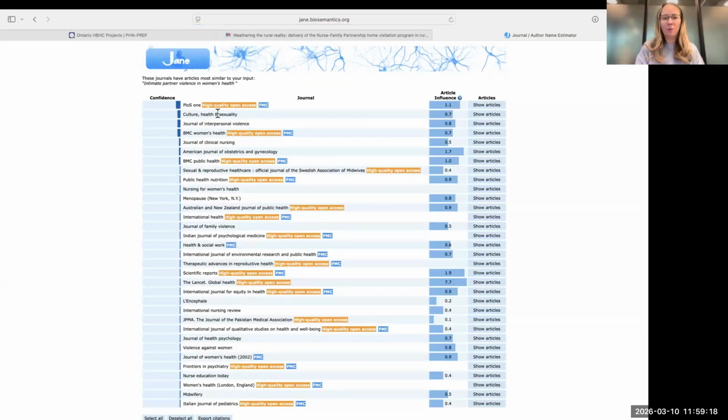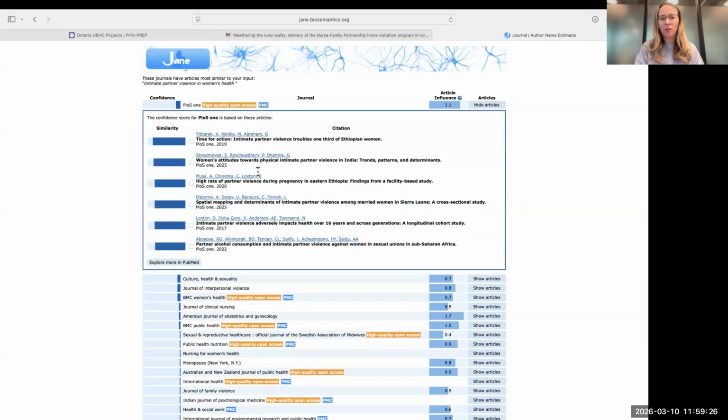Yeah, so you can see this is a high quality open access journal. It also gives me the article influence, and it'll show other articles so that I can go back and take a look at other articles published within their own journal, which sometimes is a good way to talk an editor into publishing in that space.